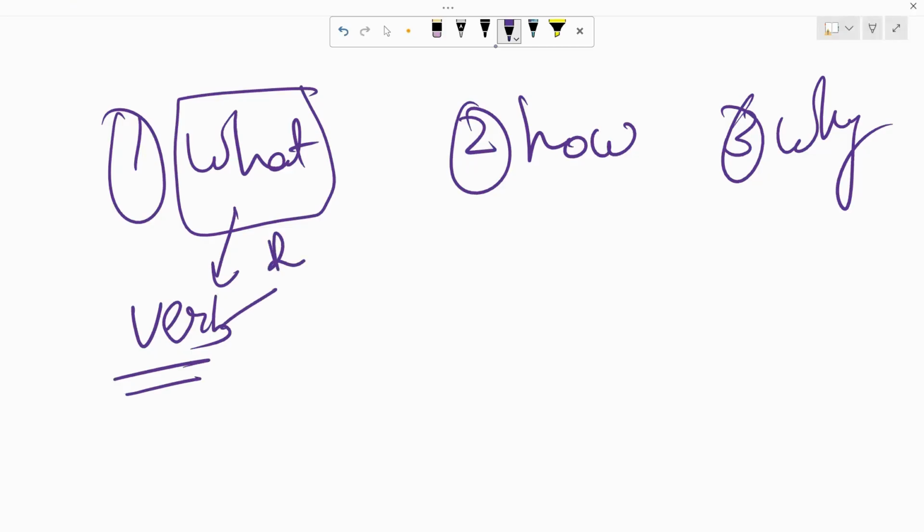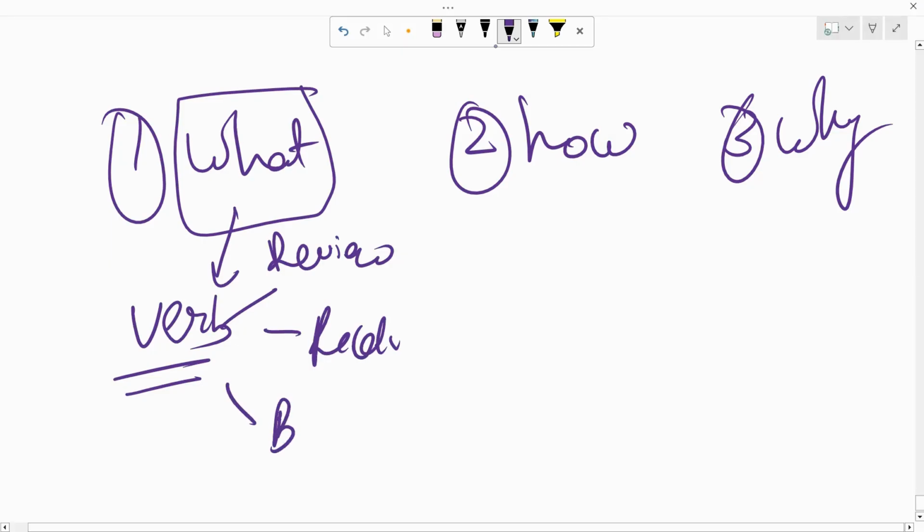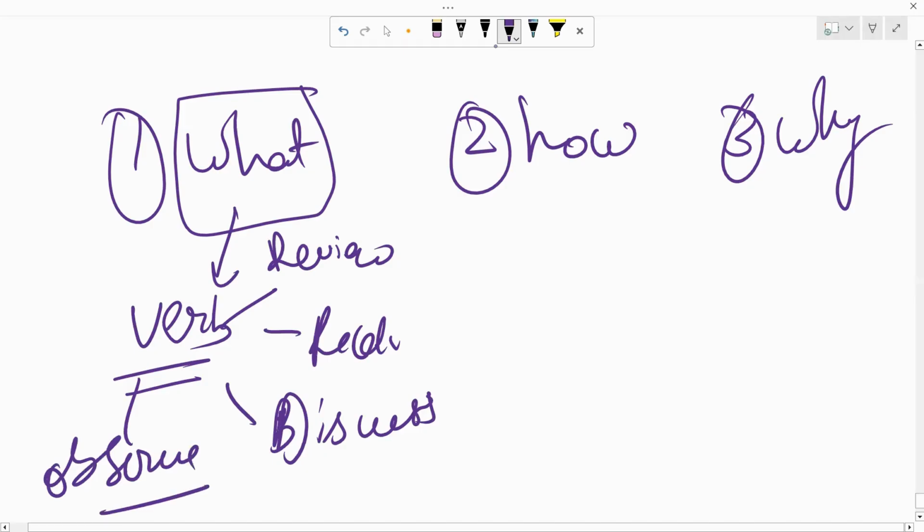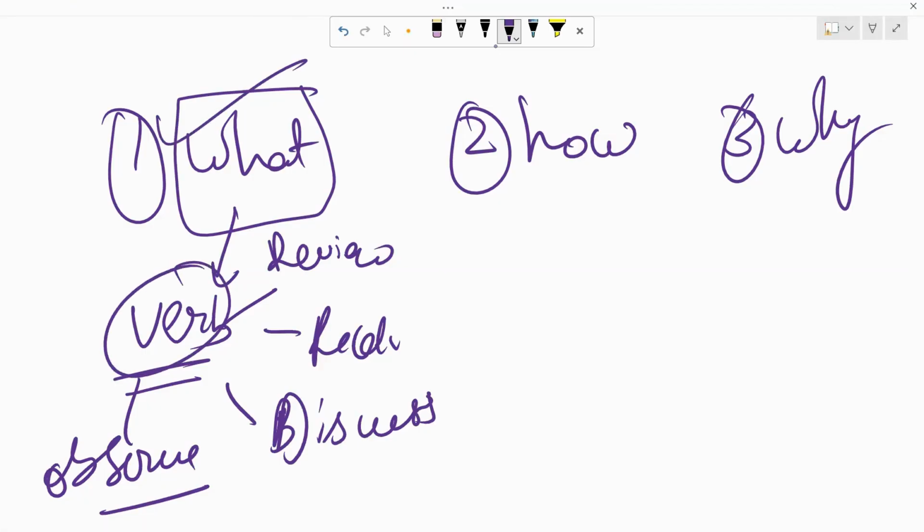Are you going to review? Are you going to recalculate? Are you going to discuss maybe, right? What are you going to do, basically? So these are the verbs that you can use to write your answer. Start your answer with anything, like observe, whatever. So are you going to review, recalculate, discuss, whatever. So first is done, which is a verb that we usually use.